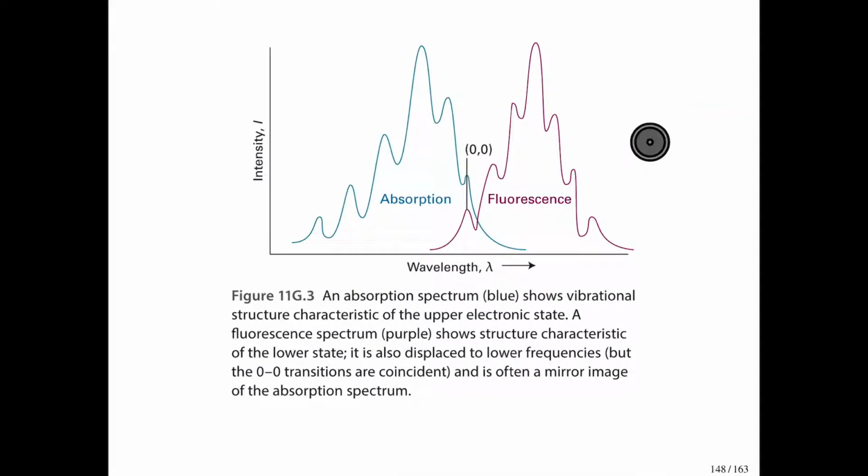In this particular example, the 0-0 transitions occur at the same wavelength. What we see here at lower wavelength and higher energy is the absorption curve. And the vibrational structure that you're seeing here is due to the excited electronic state's vibrational energy levels. At longer wavelengths, we see the fluorescence, and the vibrational fine structure that you see here is due to the vibrational energy levels on the ground electronic state.